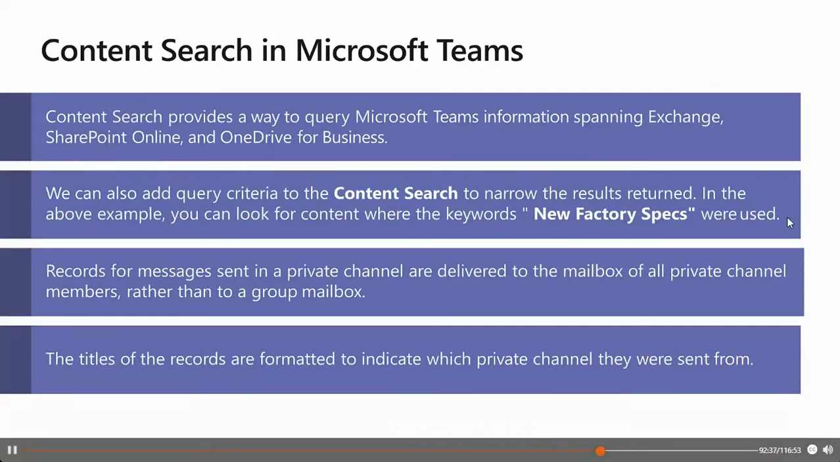The next search mechanism is content search, and specifically also for the private channels, because records for messages sent in the private channel go, as we already know, to the mailbox of the private channel members. Each private channel has its own SharePoint site collection, as we also know, and we need to have this content search option available also over the whole team. So the private channels are also included in the whole team, as we have seen in the e-discovery section before. So you use the same search mechanisms in that case.